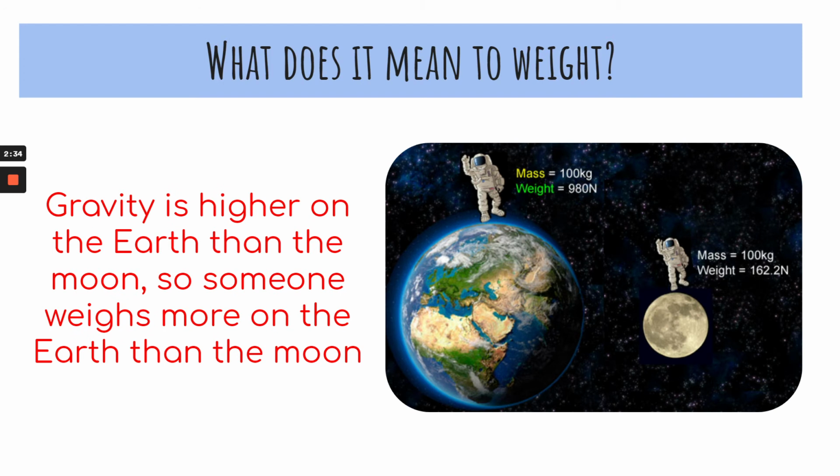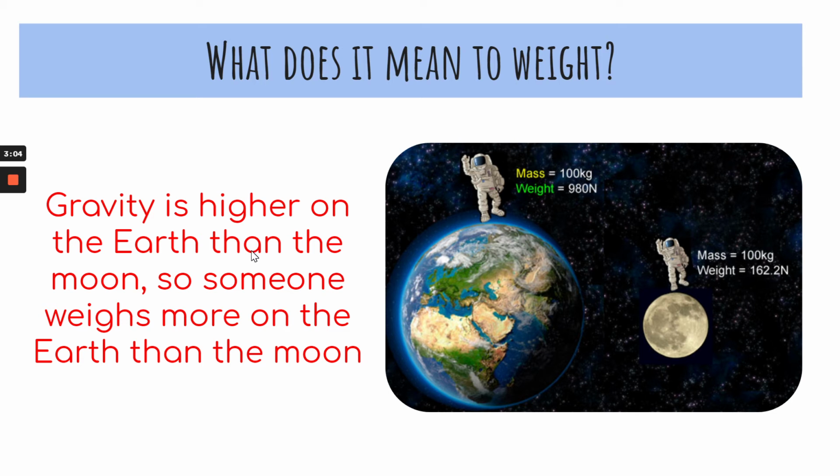So looking back at our example here of the astronaut on Earth and the astronaut on the Moon, the gravity on Earth is higher than the Moon. So that means something on the Earth is going to have more weight than something on the Moon. So you can see this astronaut's weight is 980 N, which is newtons, on Earth, but then it's only 162.2 newtons on the Moon.